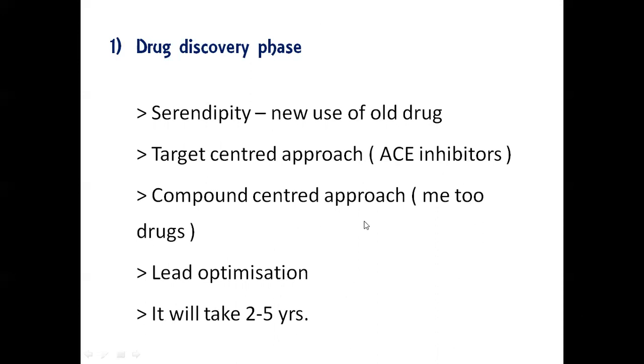Next, the compound-centered approach. Compound-centered approach means one drug is already there. For hypertension, we are using propranolol, a beta blocker. We use the same methods with some change, for better benefit: the cost will be lower, and the efficacy, its effect, will be more. Like that, we can create drugs. Those are all called me too drugs, because propranolol is a prototype drug, and based on that we are creating so many drugs. This is called the compound-centered approach.